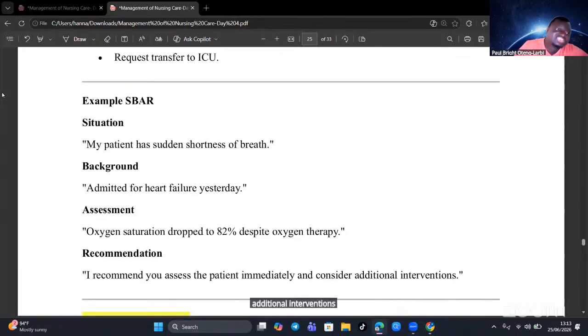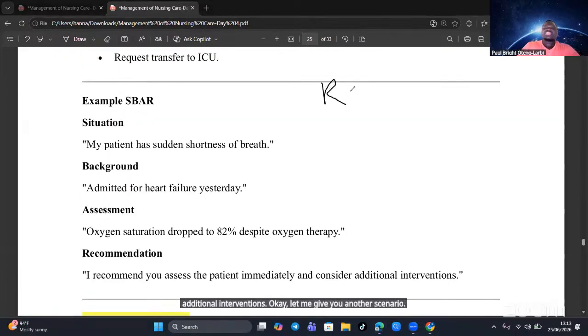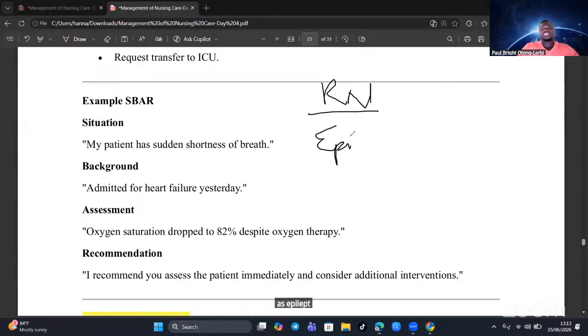Okay, let me give you another scenario. You are an RN, you went to church on Sunday. Whilst you were doing praises, one patient who everybody knows in the church as epileptic... everybody knows because it has been happening.